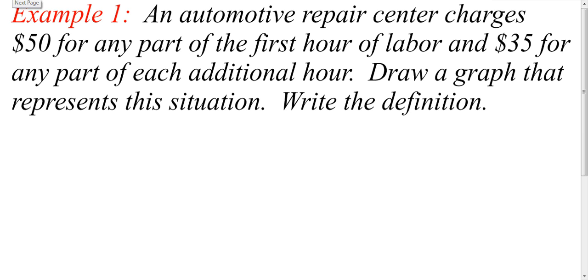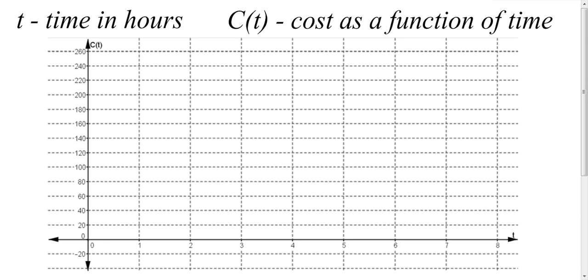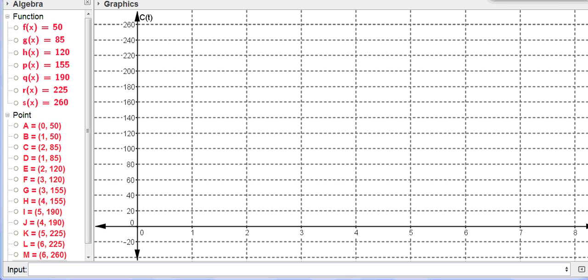So, one of the first things we want to do is pull out the important information. Time, we're going to have represented by t in hours, is going to be our input, or our independent variable. C of t is going to be the cost as a function of time in dollars. Take a moment and copy this graph off the screen so we can move on with graphing this together. So let's go ahead and graph this information together.